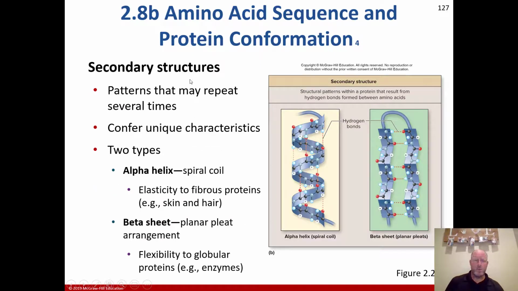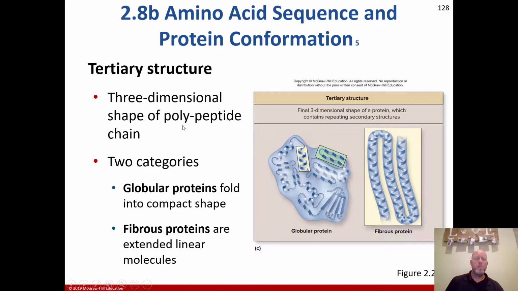So we have our secondary structures, basically patterns that may repeat several times. They confer some unique characteristics. There are two types. We have the alpha helix, like the one shown here. It's a spiral coil, showing elasticity to fibrous proteins like skin and hair. And the beta sheet here, it's basically a planar pleat type arrangement, and there's flexibility to globular proteins, an example being enzymes.